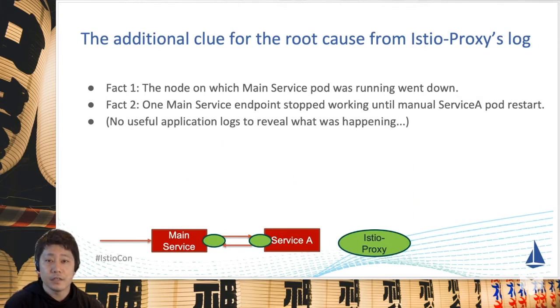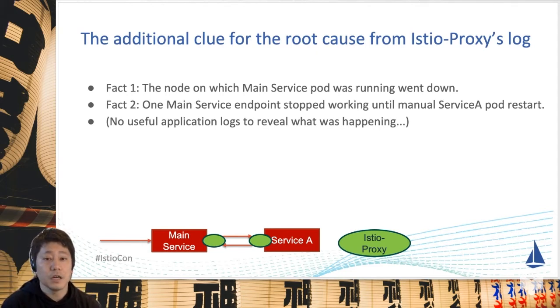The facts so far did not tell us what was happening. Service A did not have an access log, and the application log did not output useful information that could identify the cause. It's not only for microservices, but the lack of useful log information is fatal in this kind of system trouble.